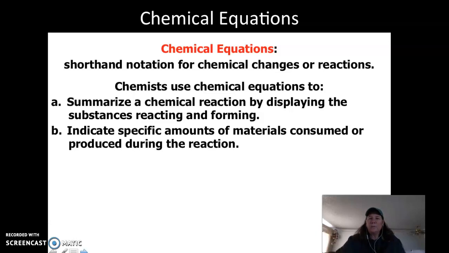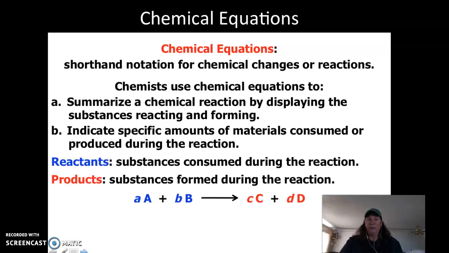And it also tells you specific amounts. We put numbers in front called coefficients, and it tells you how many moles of that substance we're going to use or how many moles of that substance we're going to produce. So again, equations are used to represent reactions. They tell you everything that you start with and you end with.